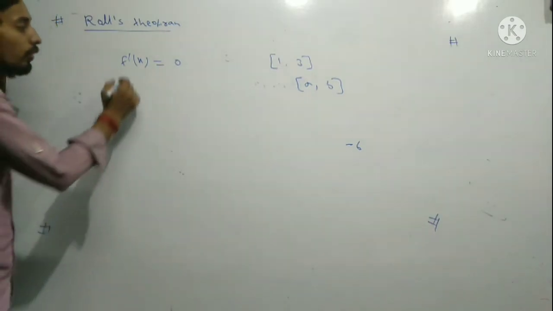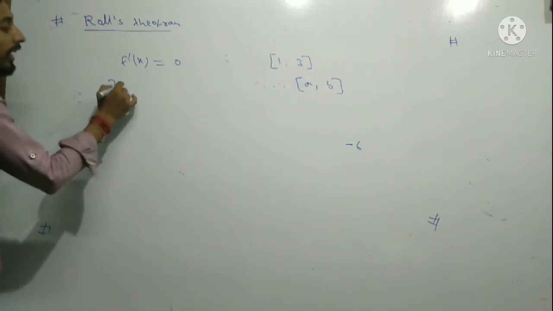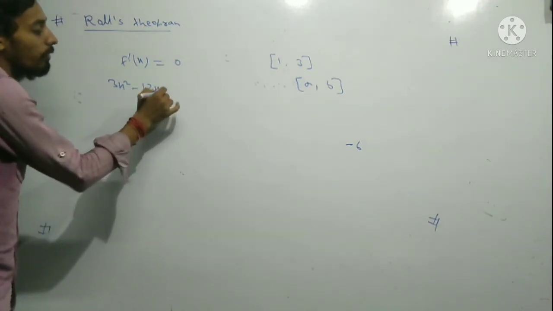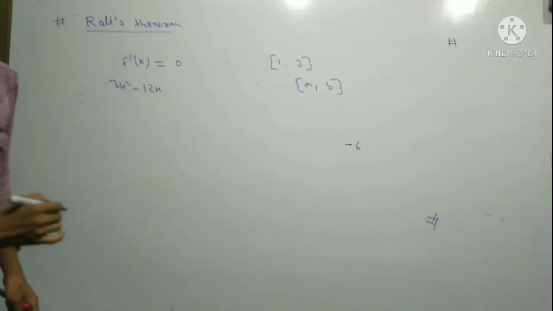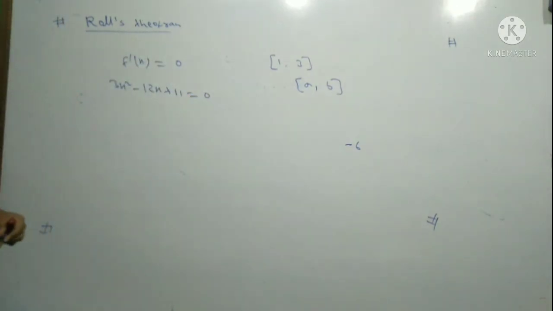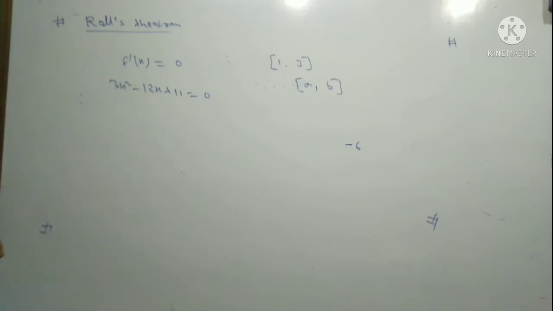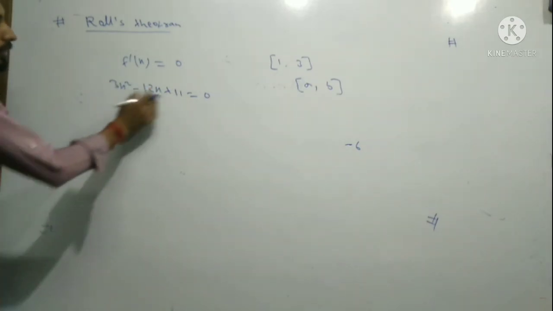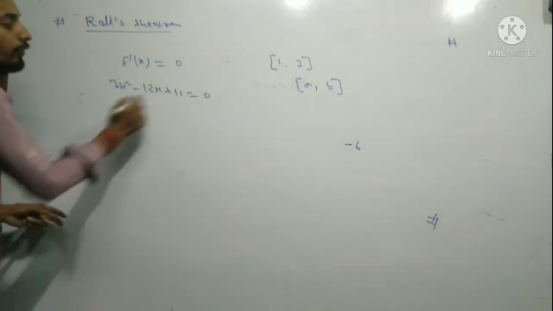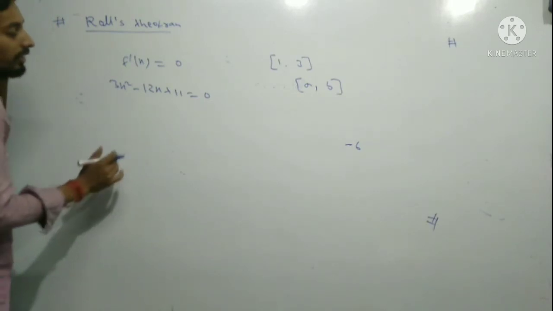So here we differentiate the function f(x). We get 3x square minus 12x plus 11. We differentiate the function, and we get those values. So here we do middle term factorization. If the middle term factorization is not possible, we apply the Sridharacharya formula.